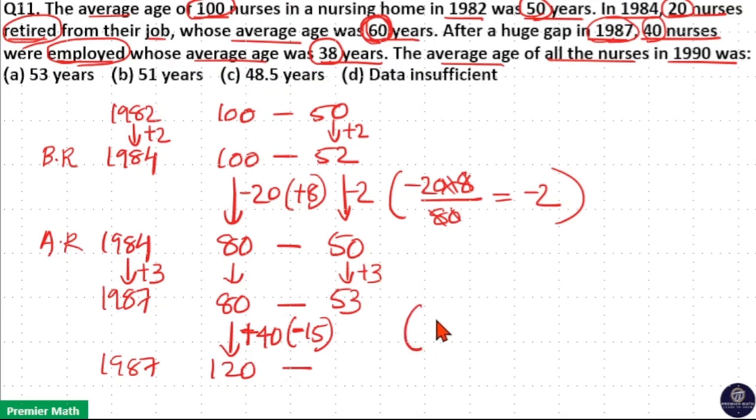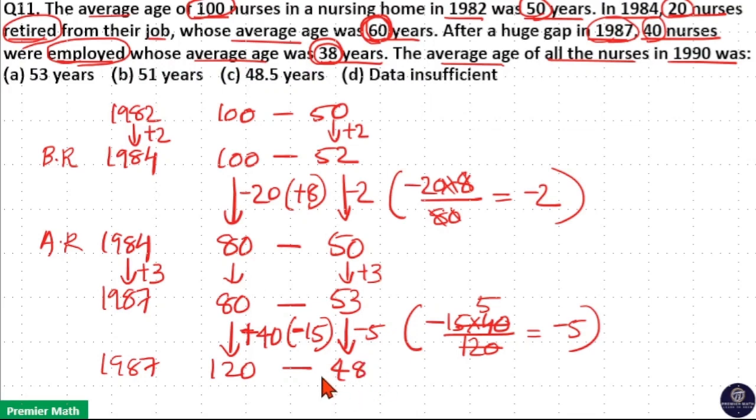So there is a decrease in average because the average age of the new employees is 38, which is less than the previous average 53. So minus 15 into 40 should be distributed to these 120 people. This is the decrease in average. 120 goes 5 times in 600. So minus 5 is the decrease in average here. So the difference in average is minus 5. 53 minus 5, 48 is the average age of 120 people.